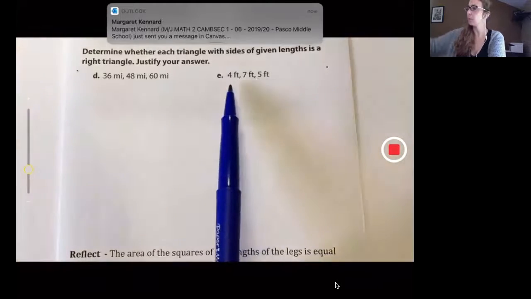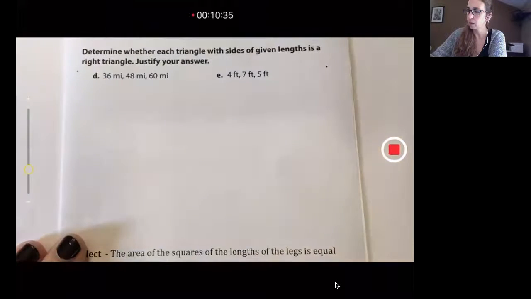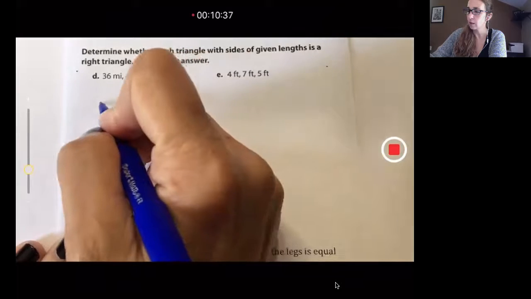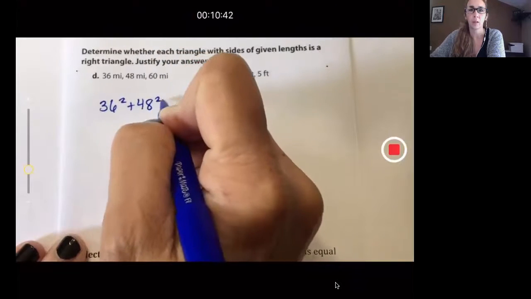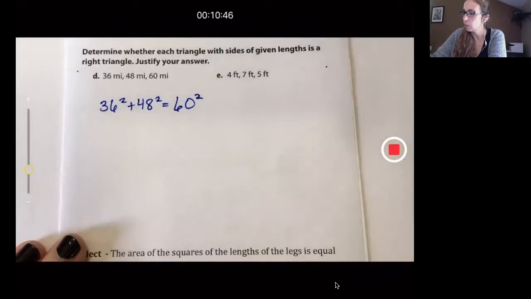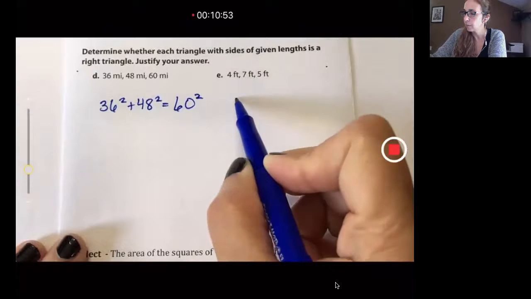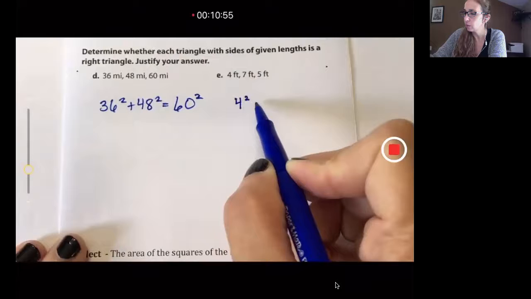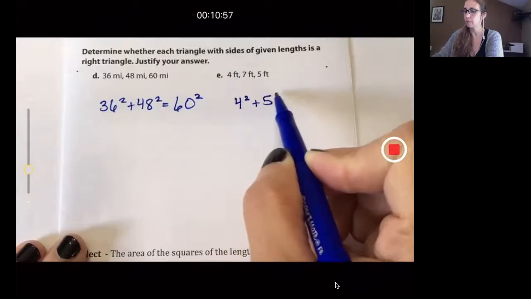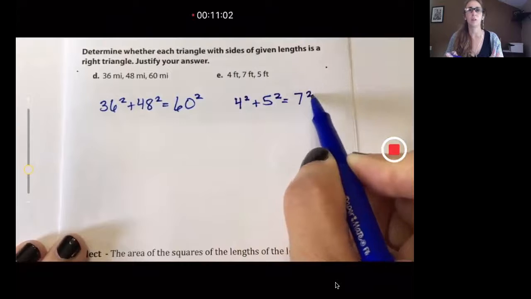So let's set up this one. 36 squared plus 48 squared. Is that equal to 60 squared? The second one, our two legs are the 4 and the 5. So 4 squared plus 5 squared, is that equal to 7 squared? Why don't you pause the video, try them out, and see if you're right.